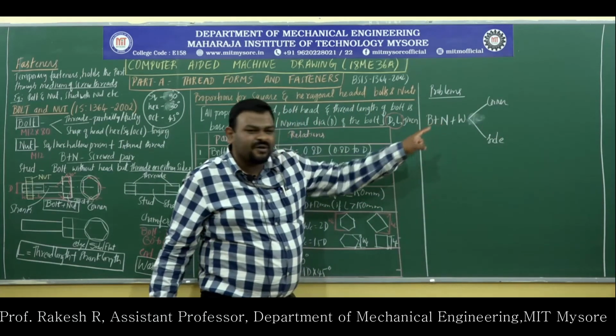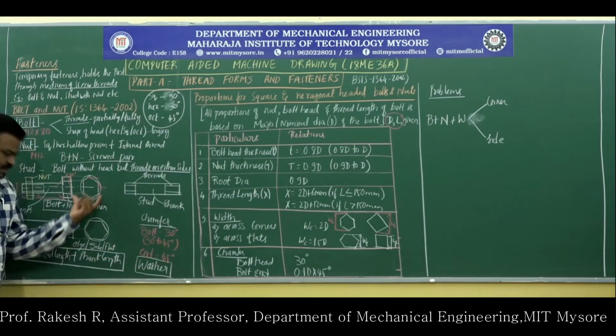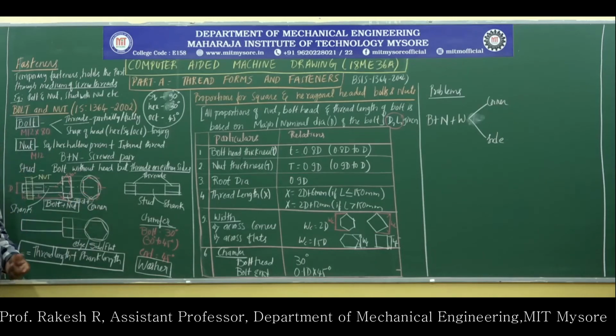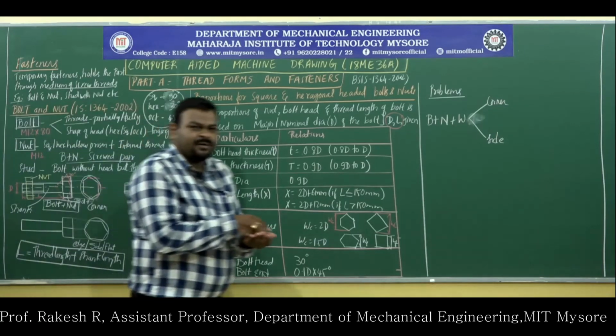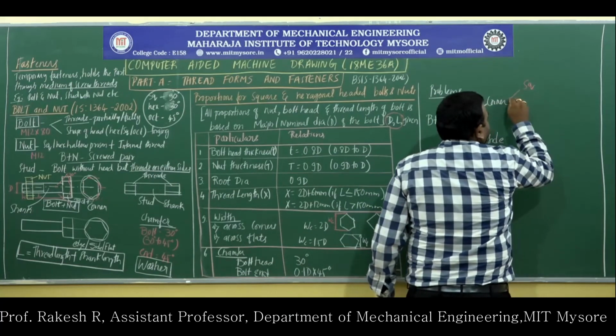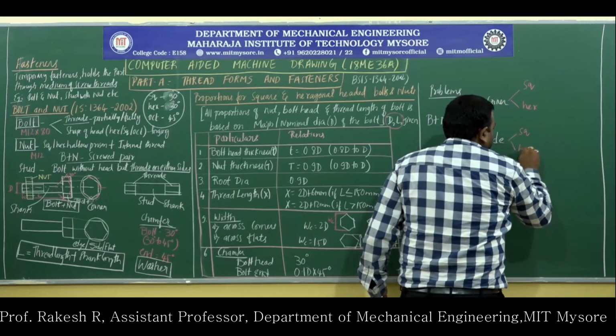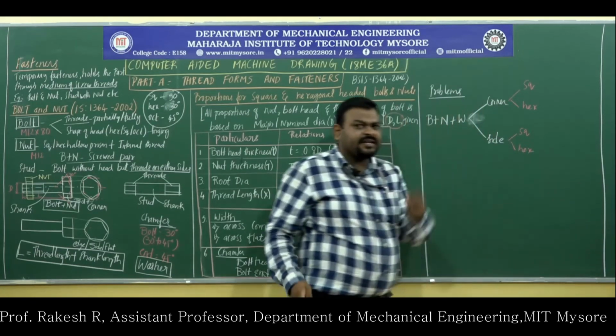One is you are placing on corner, one you are placing on side. Corner, this is a condition; side, this is a condition. Then if you place on corner, again there are two things they can have: square and hexagon. What is the important thing here?